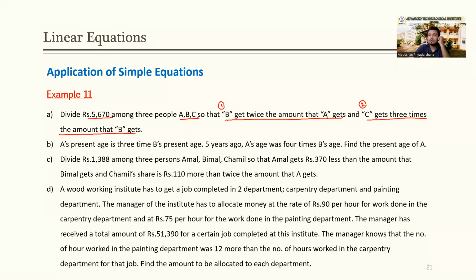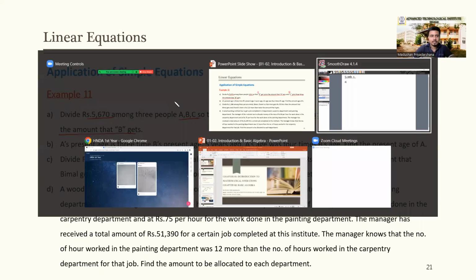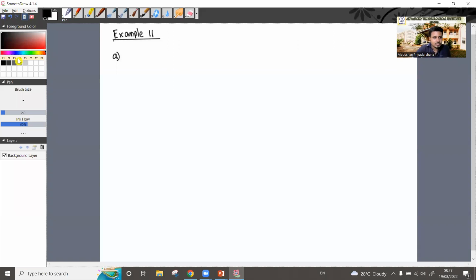So those are the two conditions. So by complying with these two conditions, we need to divide this 5,670 rupees among A, B, and C. Right. A is there, B is there, and C is there.